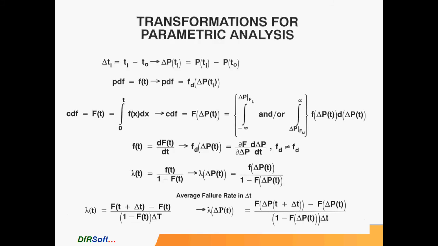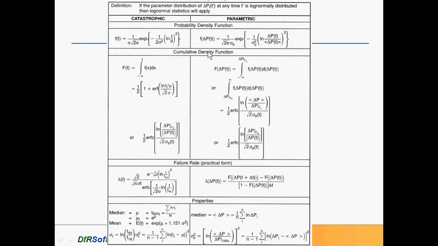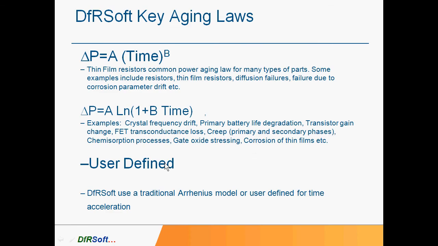Now, basically what you're going to need with your aging law is to make a transformation from your time domain to the parametric domain, and DFRSoft does that for you, so you don't have to worry about that. This is just some of the equations in the background, and here's an overview between your catastrophic analysis and your parametric analysis for your CDF, for example, and your failure rates. So basically, let's say we have a knowledge of our aging model.